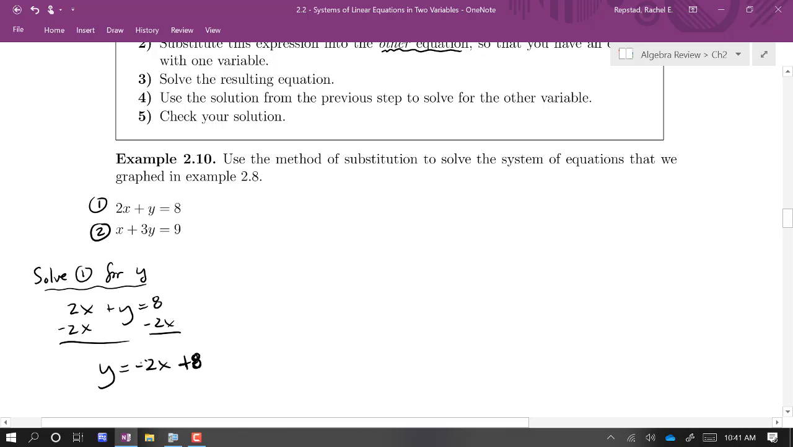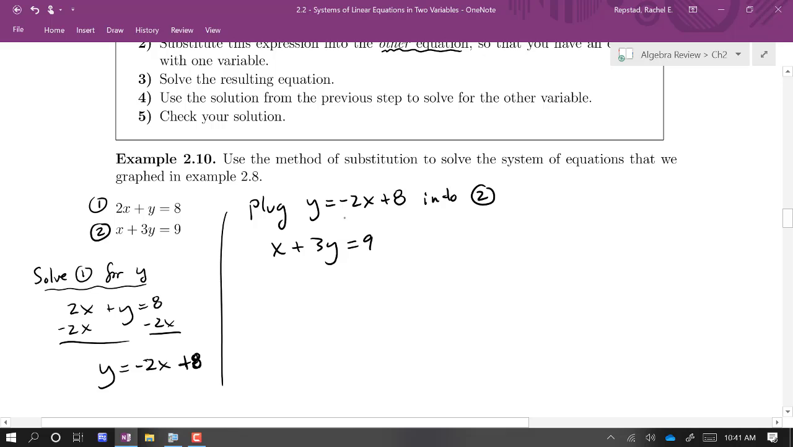So there's my expression for y in terms of x. Now I'm going to plug this into the other equation. I used equation 1 to get that expression for y, so I'm going to plug it into equation 2. This equation is x plus 3y equals 9. So I'm going to take this and plug it in for y right there. And this is an equation, a linear equation in one variable. We know how to solve those.